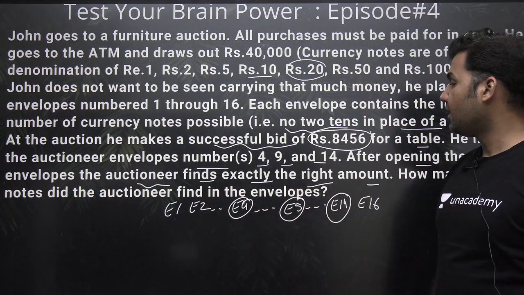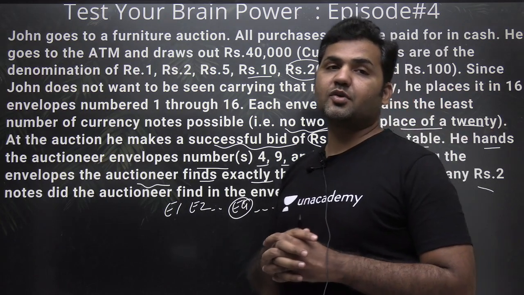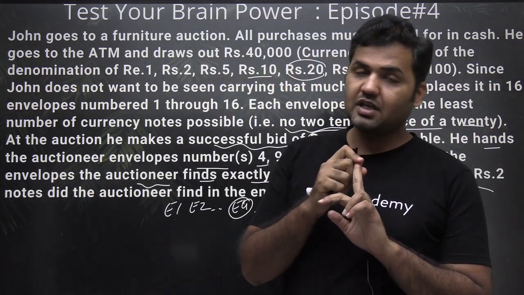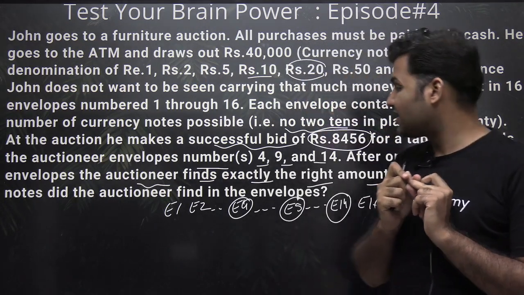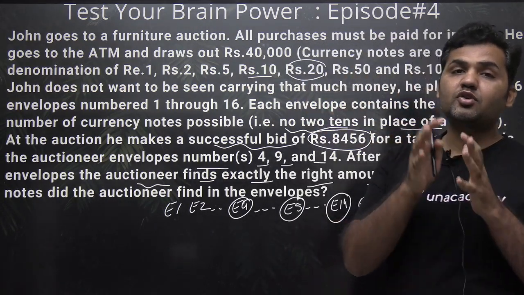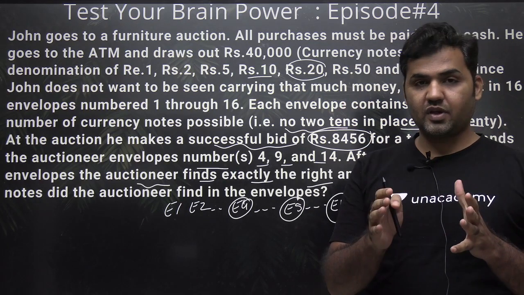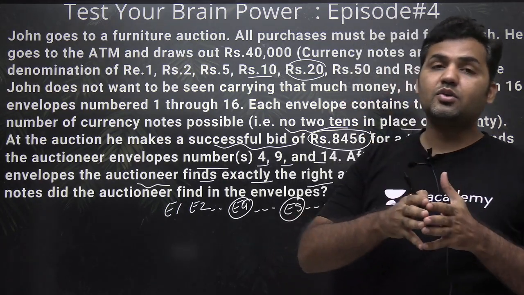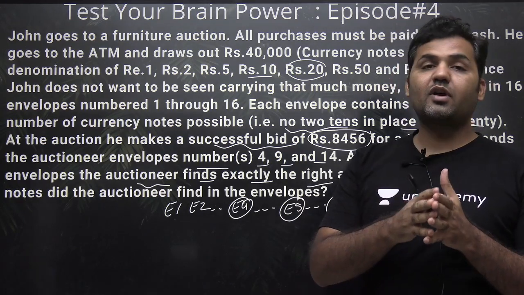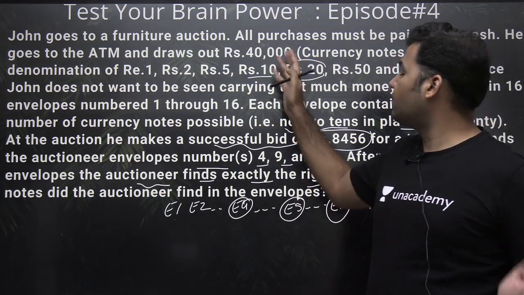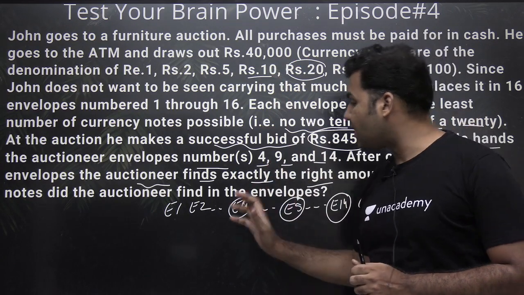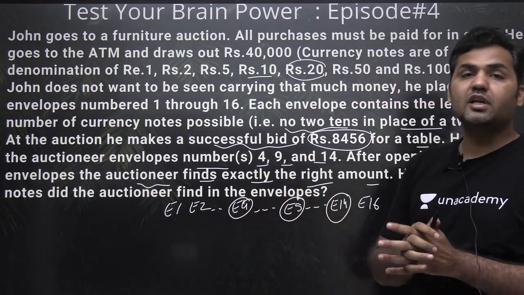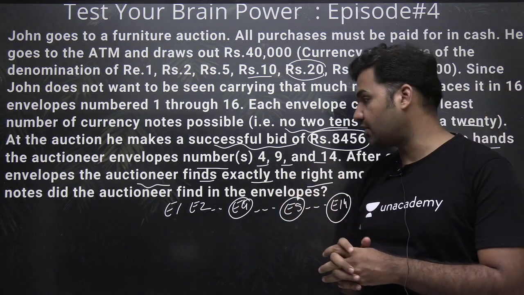So guys, the whole concept you're supposed to work on to answer this is, the first condition is the least number of notes are supposed to be used. Second, the money is supposed to be put in the envelopes in such a way that, without looking inside the envelope, you can hand over any amount of money till 40,000 by just combining the values inside the envelopes, and the envelope number will tell you how much money is inside the envelope, right?